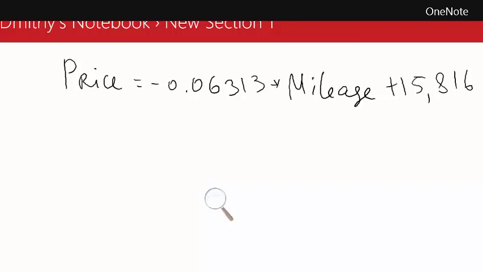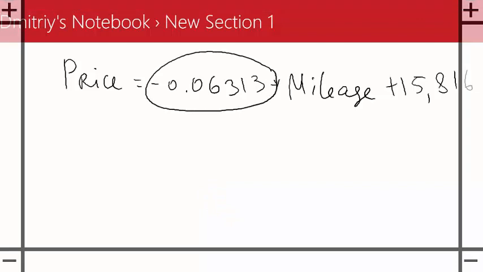Now what I want to do is give a plain English interpretation to the slope, to this one, okay? And to the intercept, this one right here, okay? Let's start with the slope, because it's kind of the one that we're going to use the most. Okay, how do I interpret the number negative 0.06313?